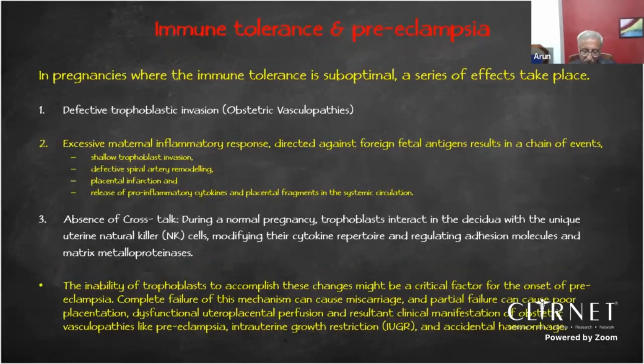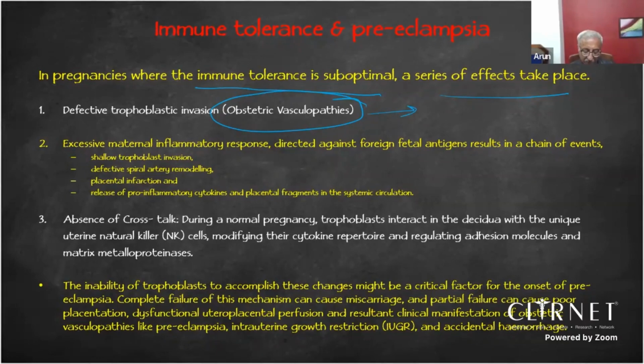So in any pregnancy where immune tolerance is suboptimal, a series of effects takes place. What happens is, if there is a defective trophoblastic invasion, we call this obstetric vasculopathies. This is another question which comes in the exam: what are the obstetric vasculopathies, what conditions are associated with it, and how will you manage it?